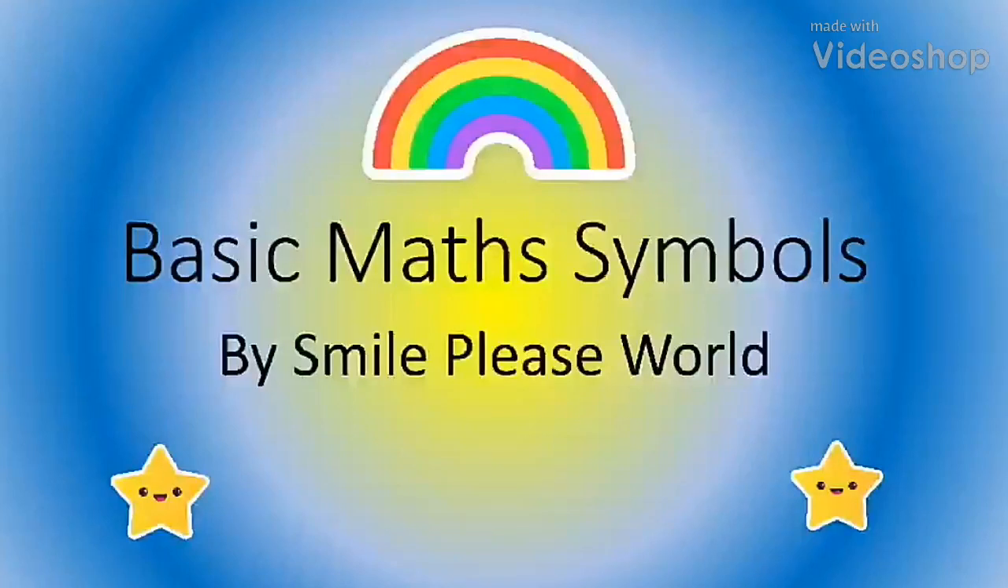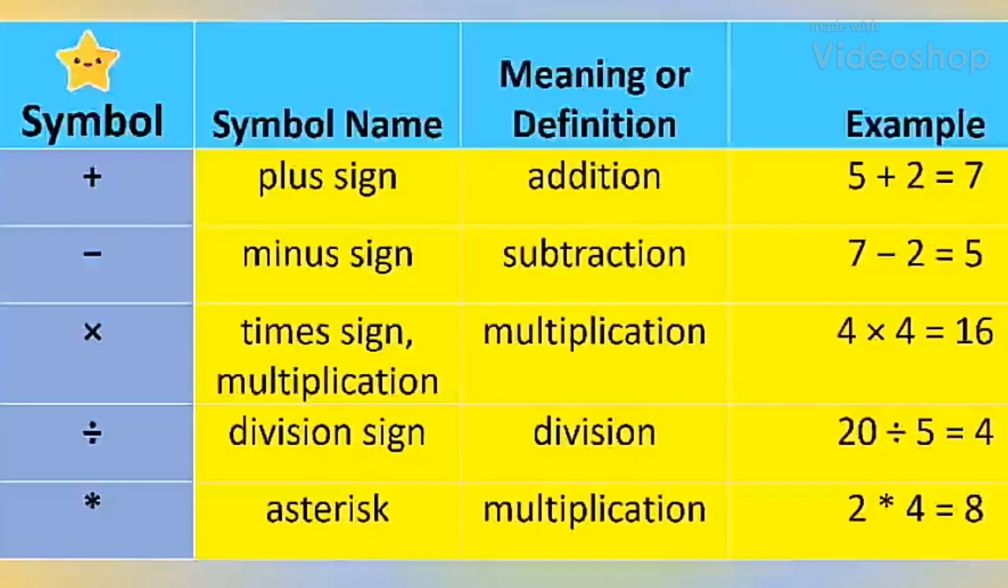Basic math symbols. The first symbol is the plus sign, used for addition. Example: 5 plus 2 is equal to 7. Then is the minus sign, used for subtraction. Example: 7 minus 2 equals 5.